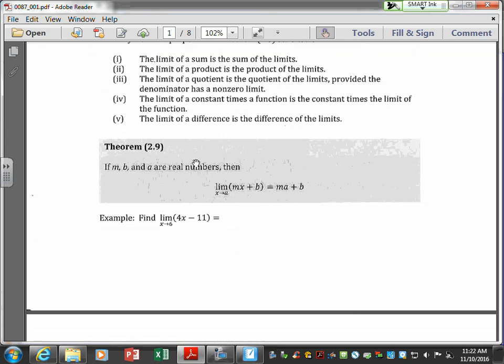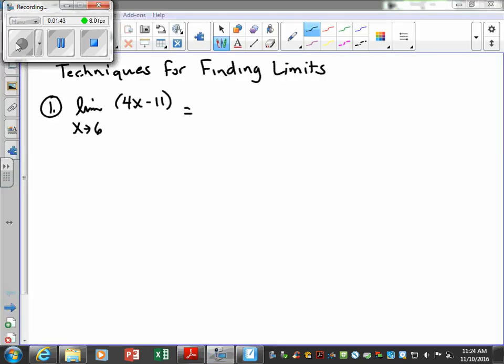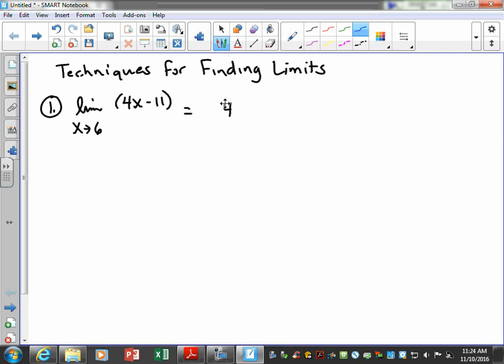And our first theorem that we're going to work with is, if you're given m, b, and a, they're real numbers, and it's defined by this, then we evaluate that limit, pretty much direct substitution. So let me go to a new page. So on this one, we're just going to plug in 4. That's x approaches 6. So 24 minus 11, and what do we get here? It's 13. Okay.